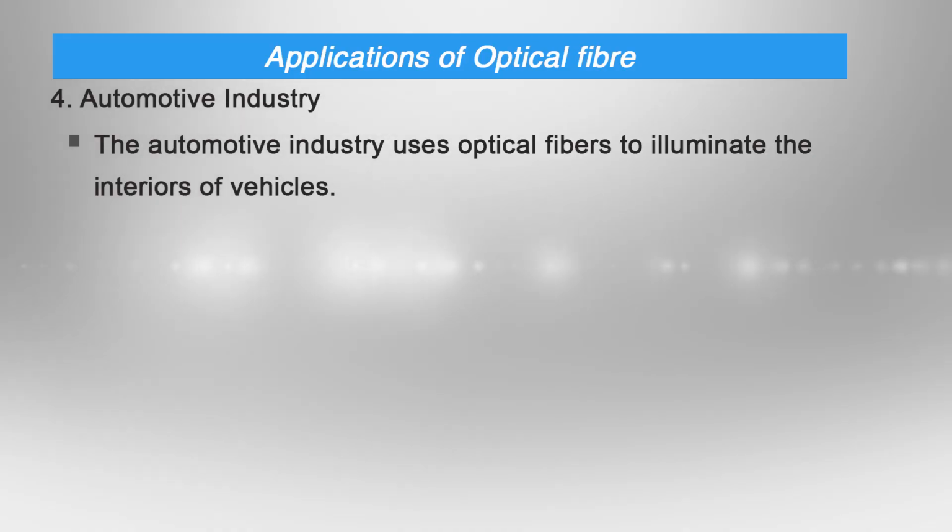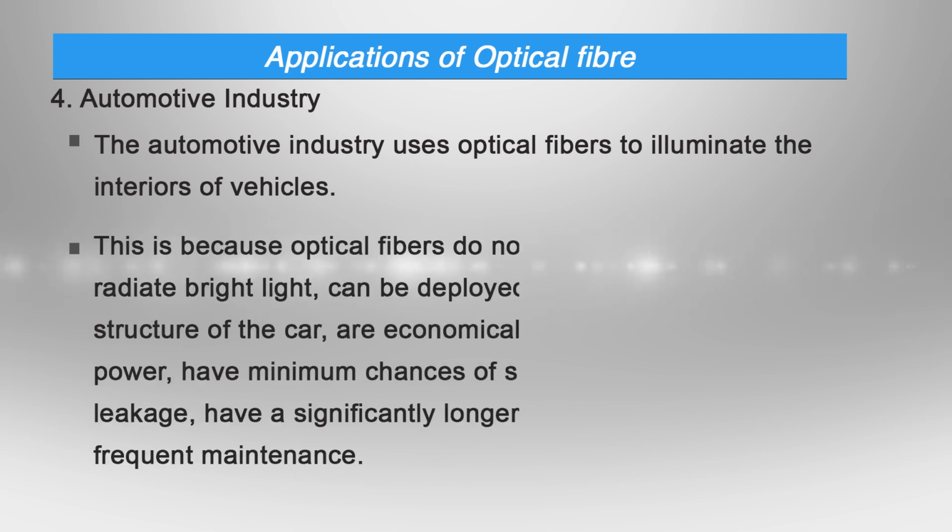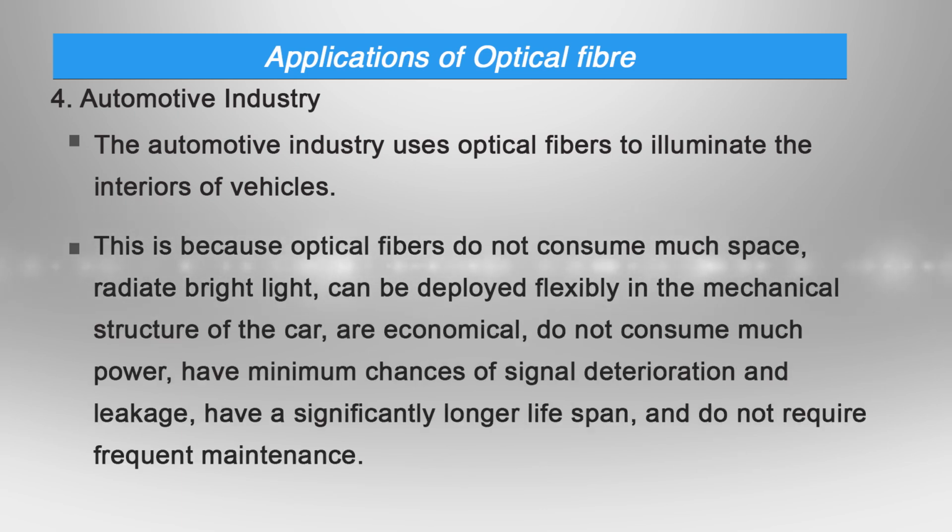Next and the most important industry is automotive industry. The automotive industry uses optical fiber to illuminate the interiors of vehicles. This is because optical fibers do not consume much space, radiate bright light, can be deployed flexibly in the mechanical structure of cars, are economical, do not consume much power, have minimum chances of signal deterioration and leakage, have significantly longer lifespan and do not require frequent maintenance.